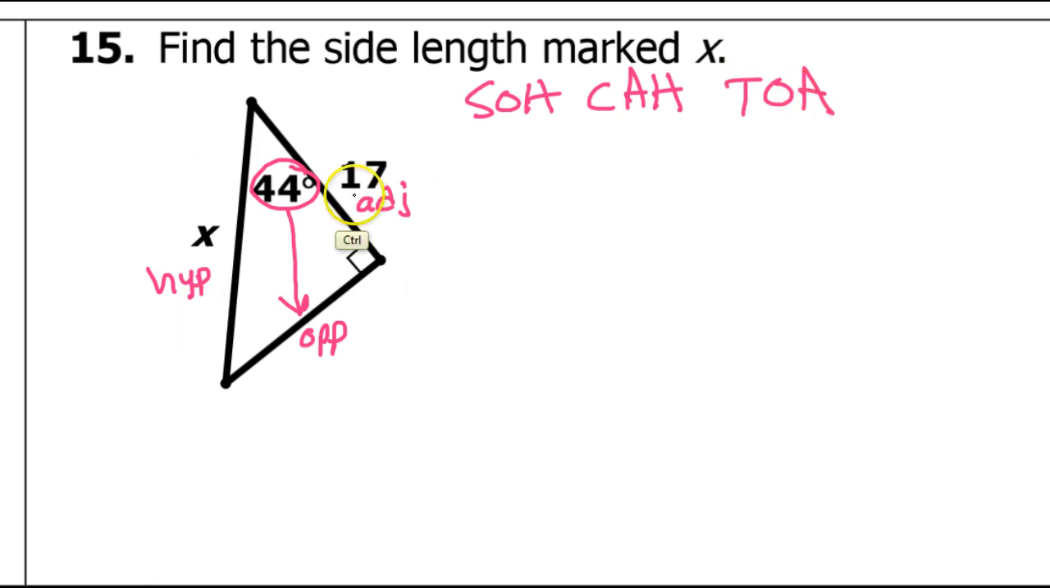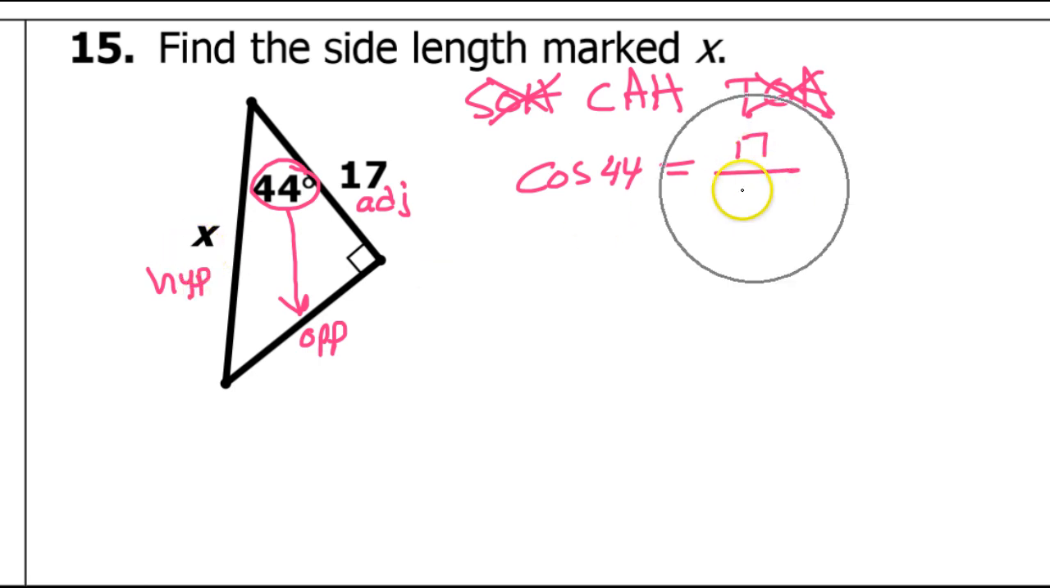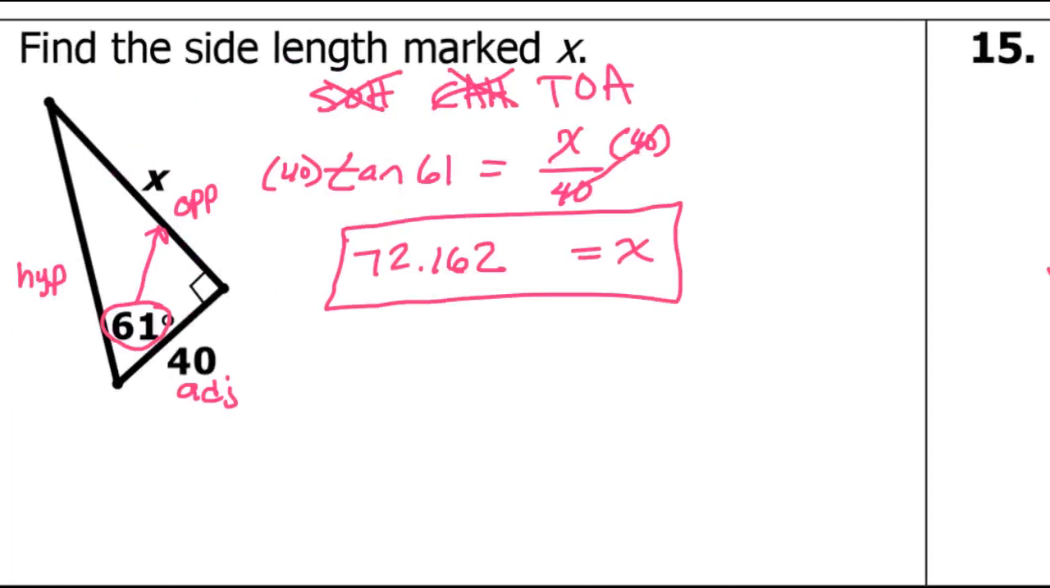Which one of these is doing nothing? The opposite leg is totally empty. So see how that has an O in it? Goodbye. See how there's an opposite right there? Goodbye. We're doing cosine. So cosine is adjacent over hypotenuse. So we write cosine of the angle, so cosine 44, don't leave off the 44, is equal to adjacent, which is 17, over the hypotenuse, which is x. Okay, so this is similar to the last equation.